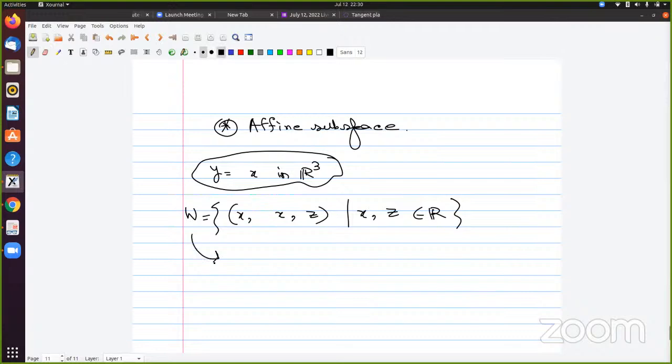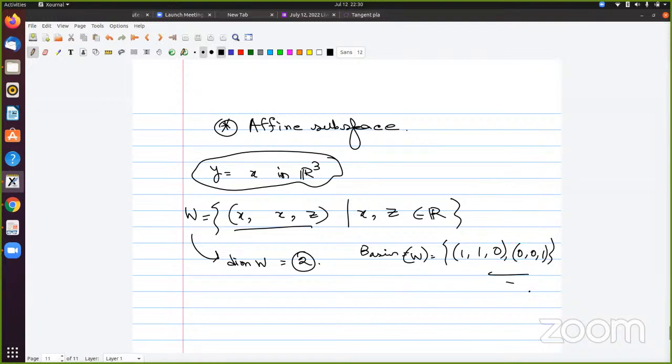What is the dimension of this subspace? 2, correct. If you can give a basis: (1, 1, 0) and (0, 0, 1). So this is a plane in R3.